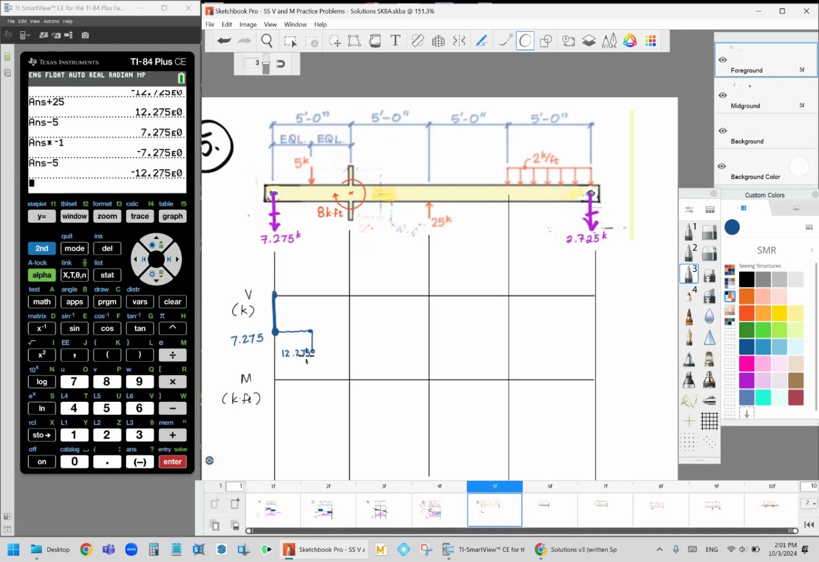And as you can see, I'm keeping that fifth sig fig for accuracy. That's important. Okay, nothing happens between here and here. The moment will cause a jump in my moment diagram, but it does not affect the shear. So I just continue on my way. I get to 25, add that in my calculator. That puts me up at positive 12.725, somewhere up here.